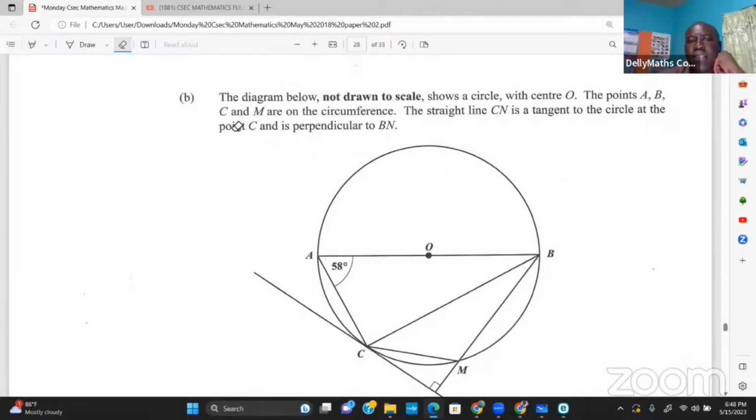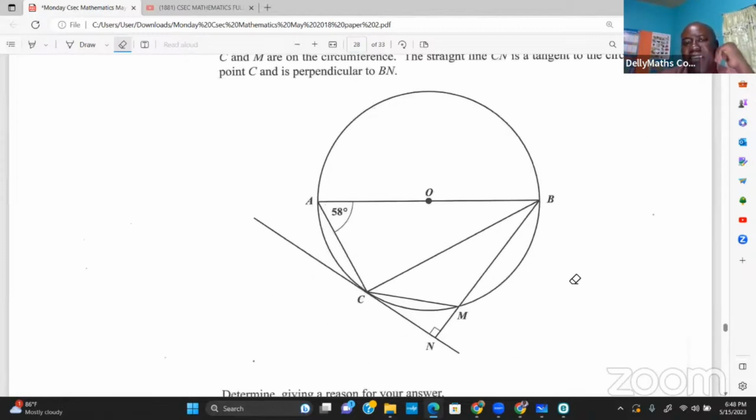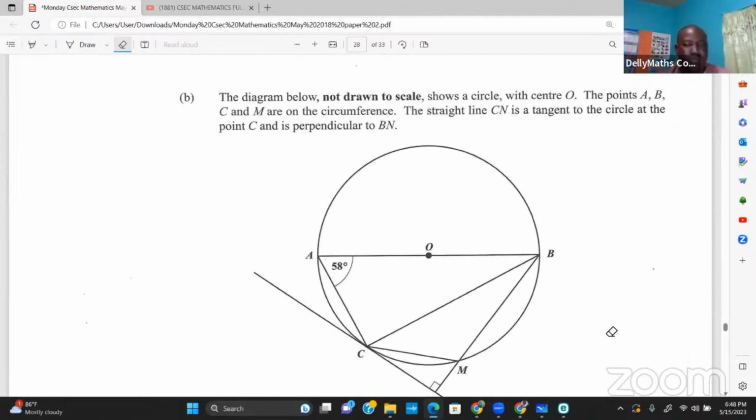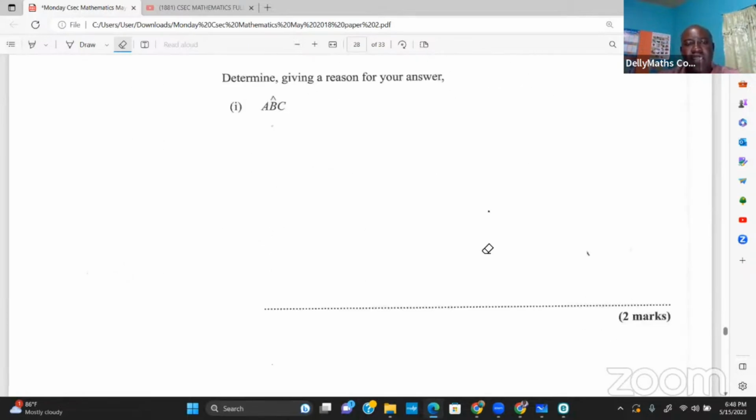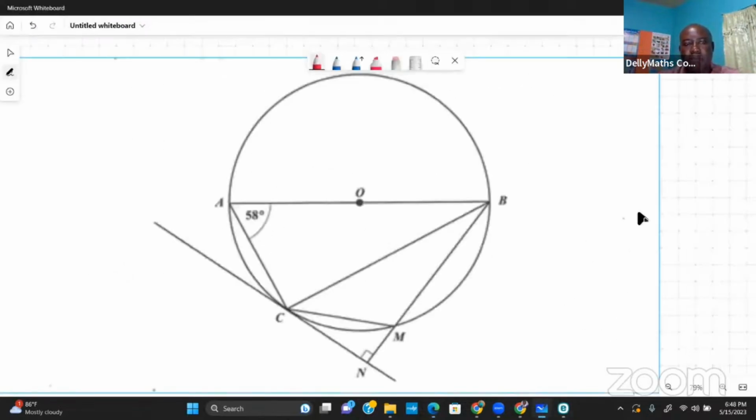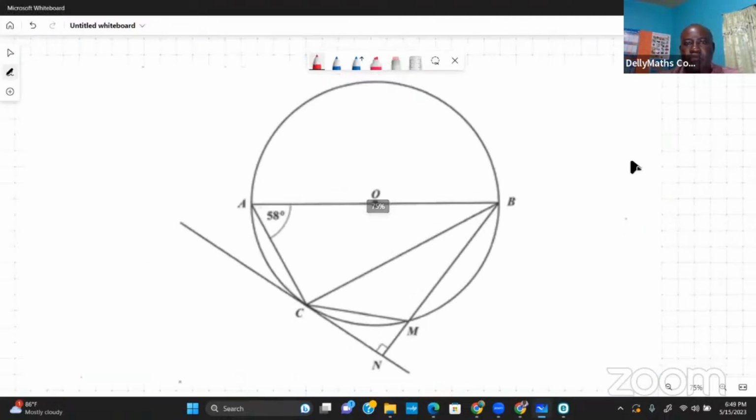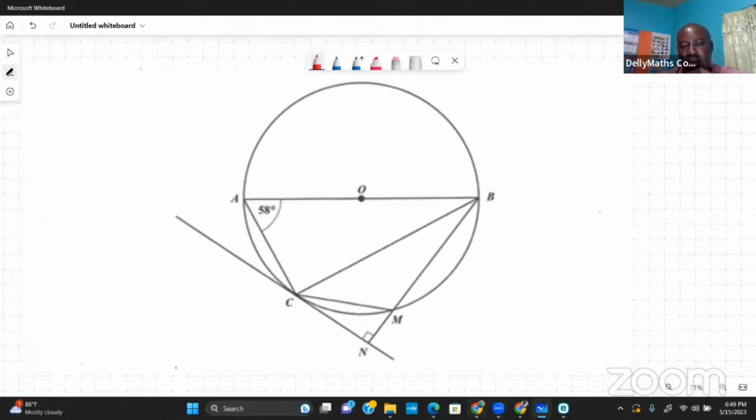So what we have now is it says that the diagram below, not drawn to scale, shows a circle with center O. The points A, B, C, and M are on the circumference. The straight line CN is a tangent to the circle at the point C and is perpendicular to BN. You're seeing everything that they're saying right there. So what we want to do is take a look at the questions that they have for us. We're going to view the diagram right there.